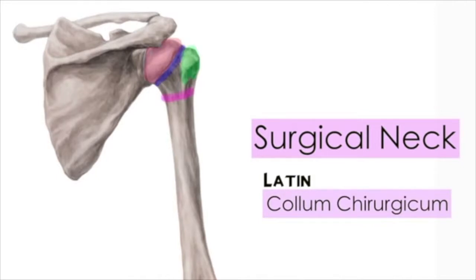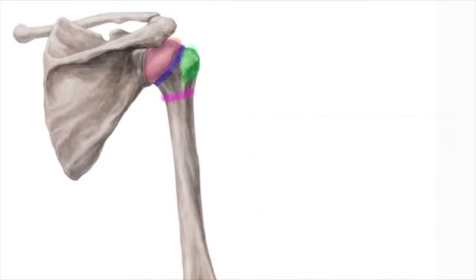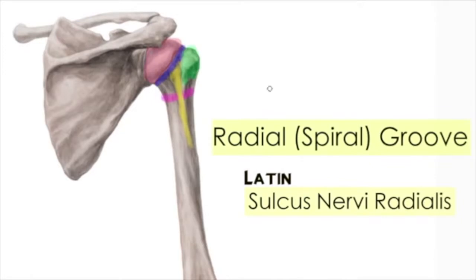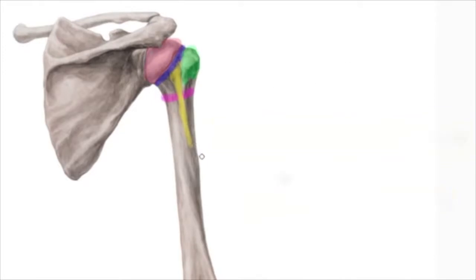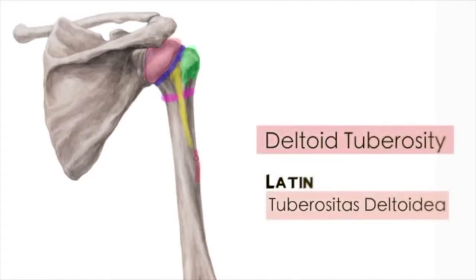And you can notice here a groove or a little bit of a depression. This is where the radial nerve is going to pass through. This is known as the radial groove. Now, you can also still notice the deltoid tuberosity here, laterally, where the deltoid muscle is going to insert.